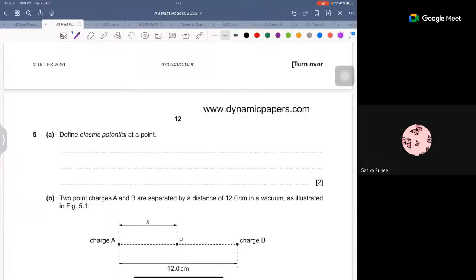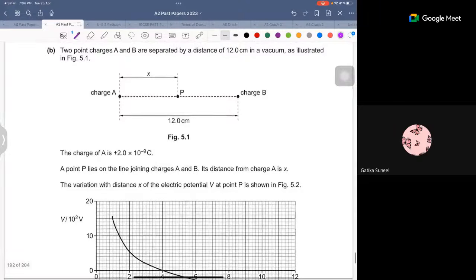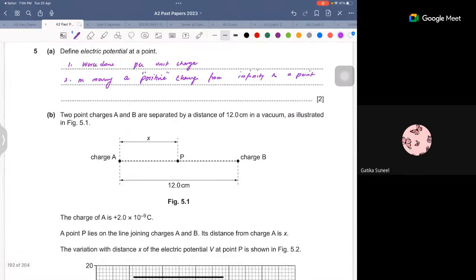Then it says define electric potential at a point. So for electric potential, the first mark would be when you write work done per unit charge in moving a positive charge from infinity to a point, okay? Writing 'positive' is an important keyword, please. So writing this is essential. Remember this. If you have any questions, let me know.